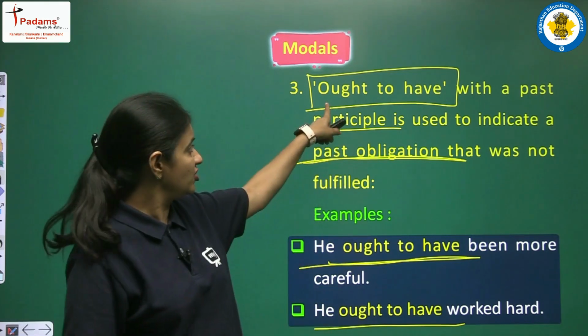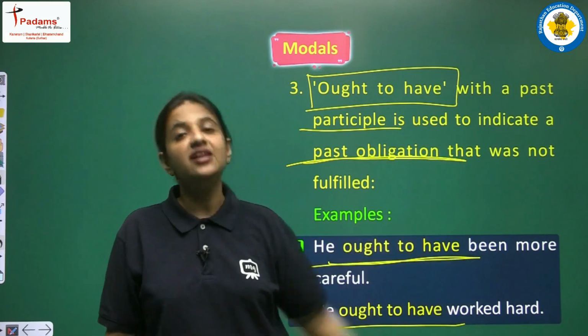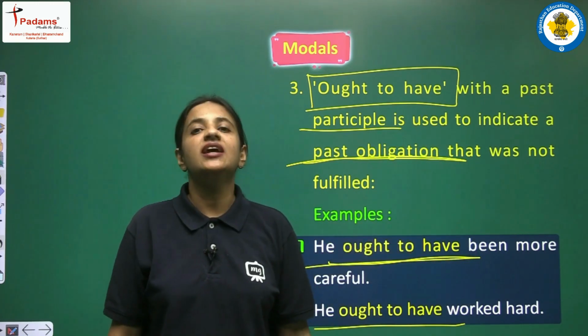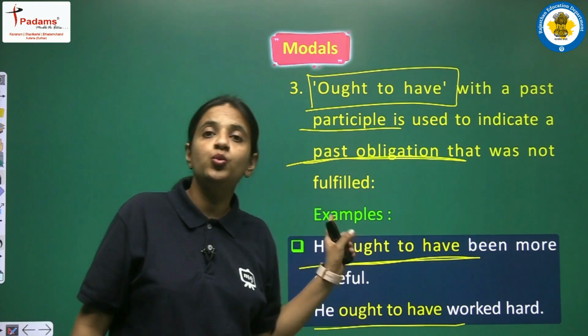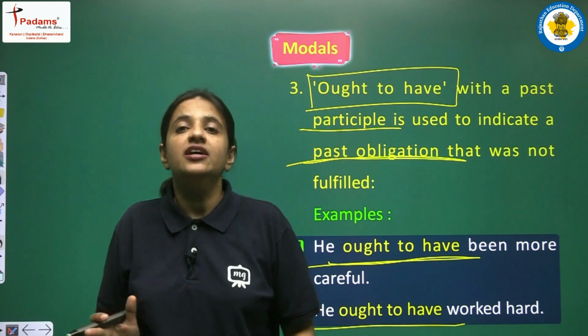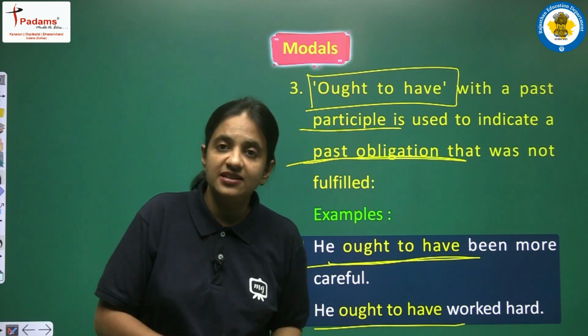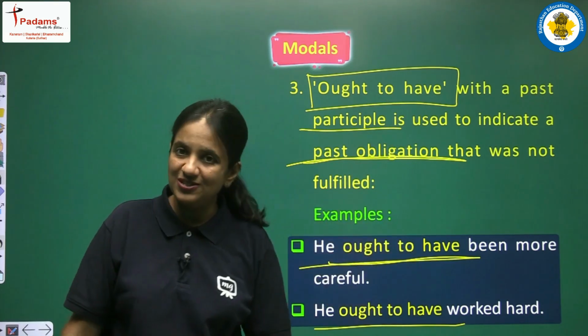Okay, so this is the structure ought to have, and with this we have to use the past participle. With the help of this structure we can indicate a past obligation that was not fulfilled in the past time, and we can refer to that action in the present time using this structure. Okay, and we have discussed the examples also.